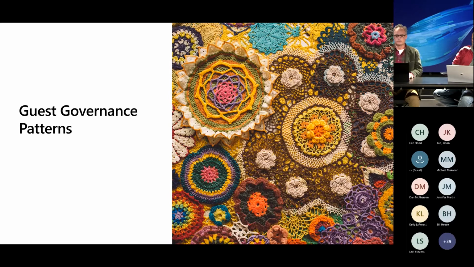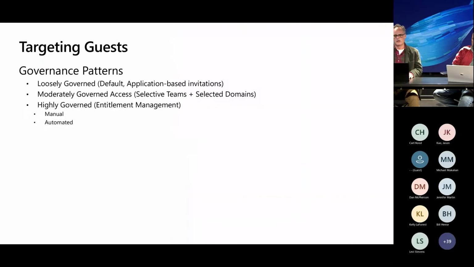The first piece we'll get into are really around the guest governance patterns that we've seen with customers. And we've basically been able to put these in 3 different buckets. The first one we call loosely governed, which is really the default if you use Office 365 and Teams, where you go inside of Teams and you can invite people in, and it's all self-service. And moderately governed is really getting into the concept of, well, we want to bring guests in, but we want to be very selective of how we do it. There's some teams that we do not want guests, and there's some that we want to allow guests.